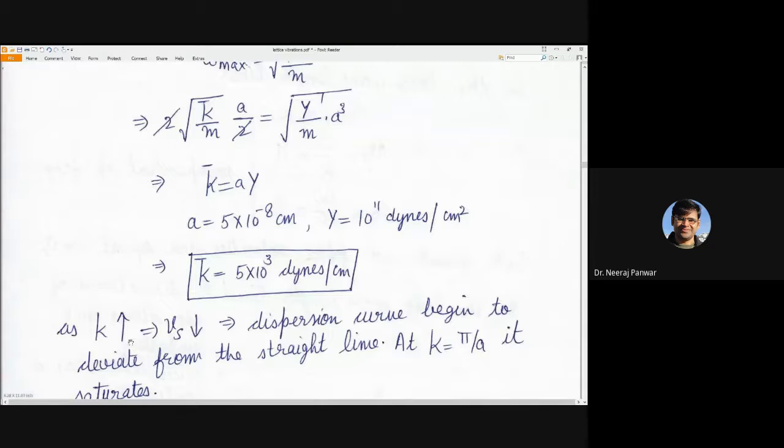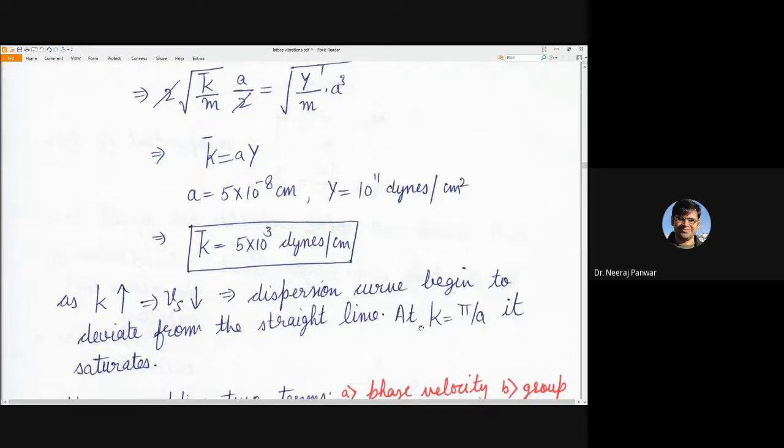As k increases, as the wave vector increases or the wavelength decreases, the velocity of elastic waves decreases as the dispersion curve begins to deviate from the straight line, and at k equal to pi by a, at the first zone boundary, it saturates.